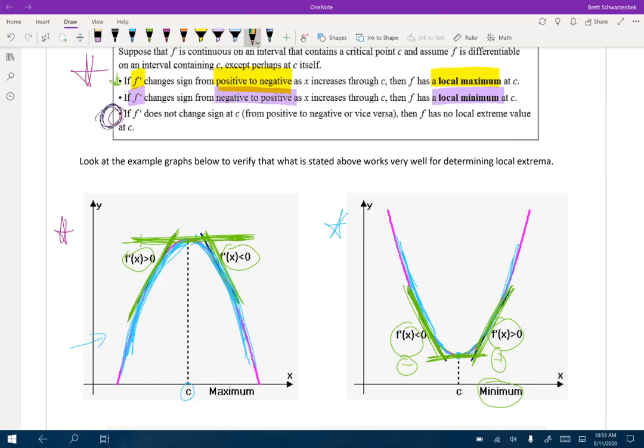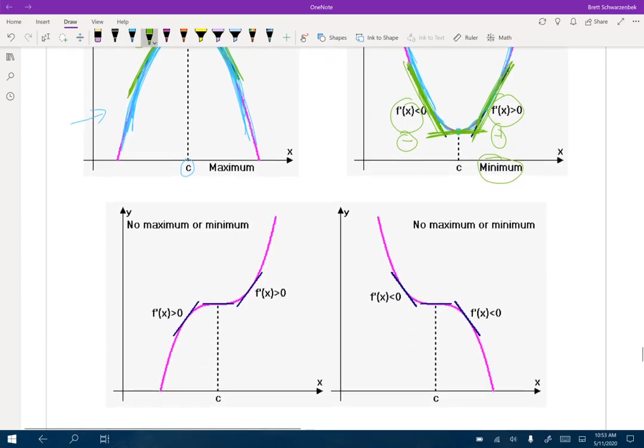So if we go down to another graph, look at this. What if we identify a critical point right here, and we identify all the slopes of the tangents leading up to that point as positive. But then we identify the slopes of the tangents leading after that point, going away, as also positive. Well, look at this graph for a second.